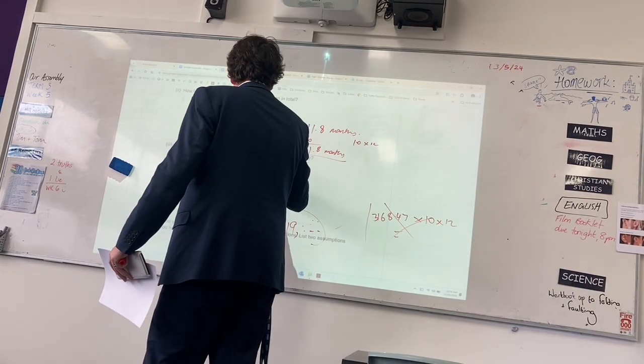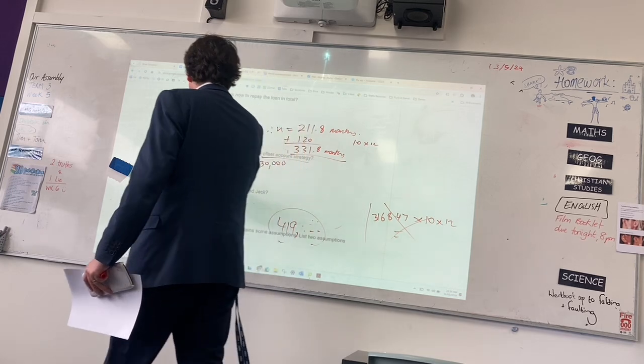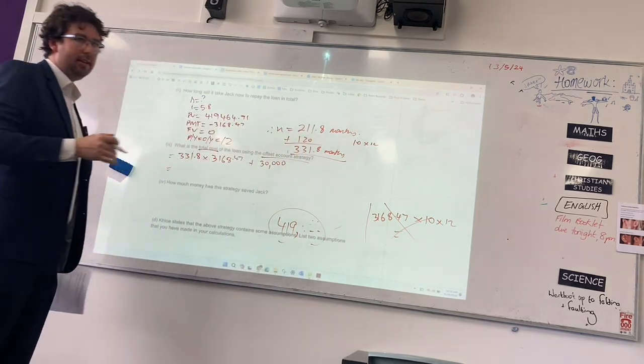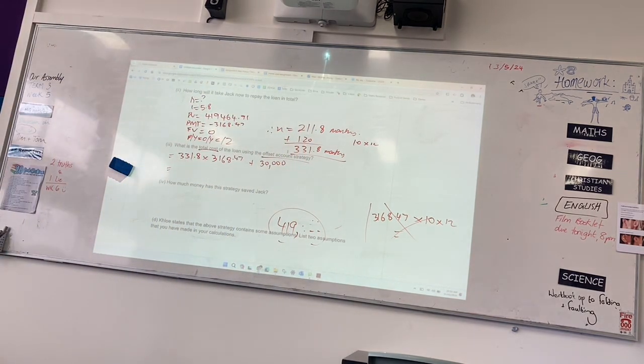Because this is assuming that at the very end, it's assuming that $30,000 is in the offset account, and as soon as the balance reaches 0, you're just going to pay that as a lump sum at the end. Oh my gosh, it's still $1 million.